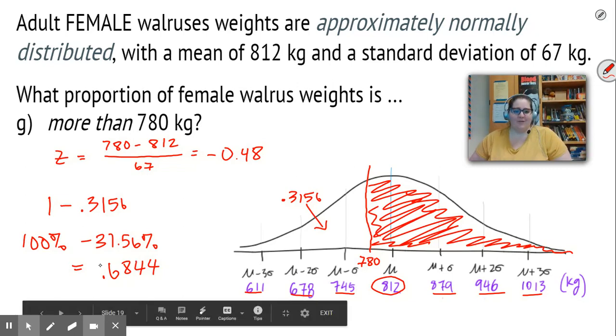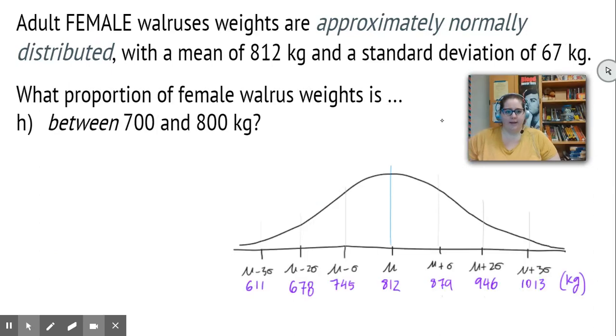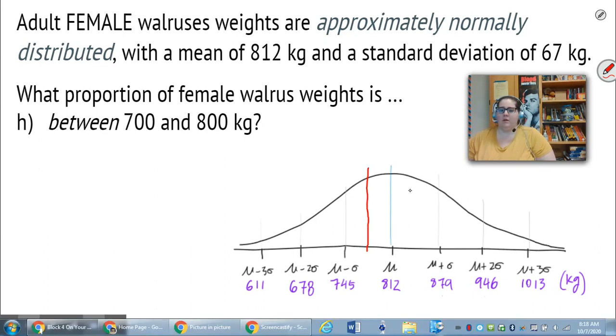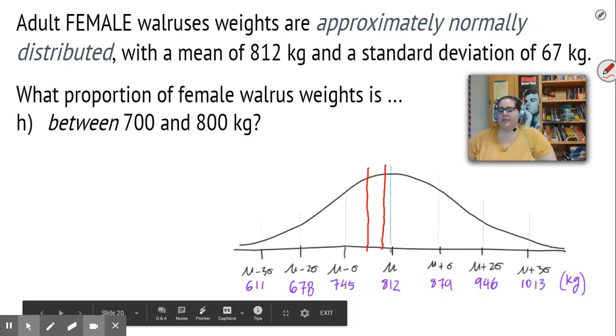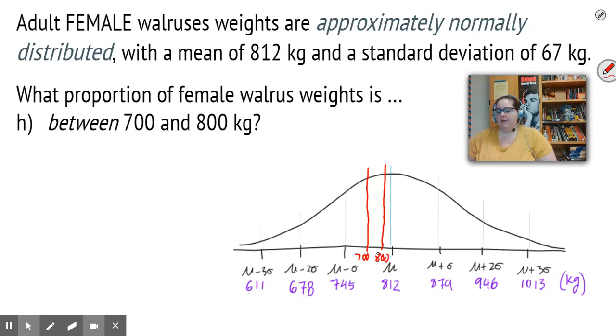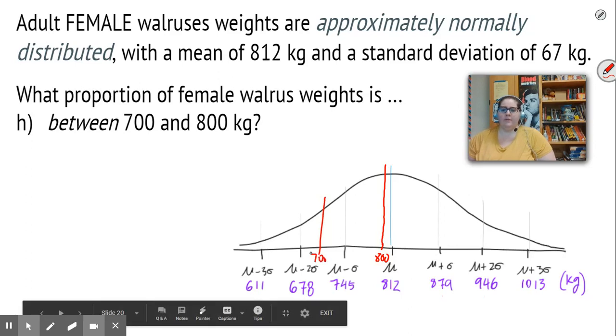Okay, so 0.6844 is our answer there. All right, let's do another type. This one is saying, what proportion of female walrus weights is between 700 and 800? So again, I'm going to draw and label my normal model. Make sure you at least label the mean and the numbers that you're dealing with. I did that wrong. 700 is down here. There we go. So I'm going to shade.